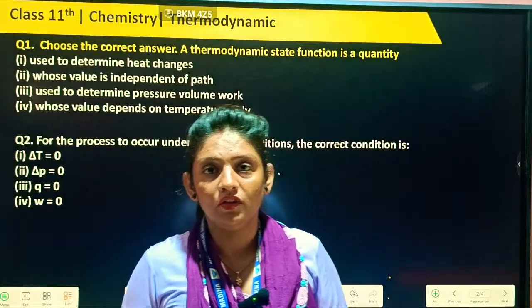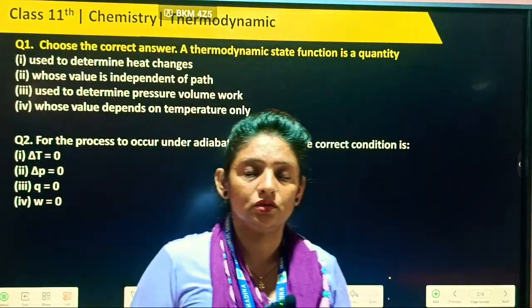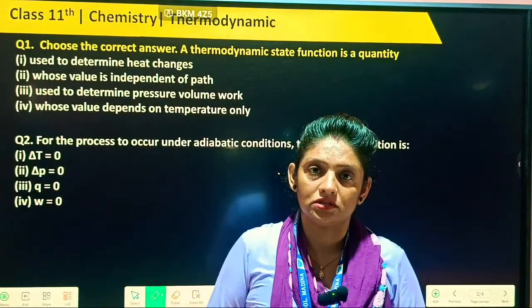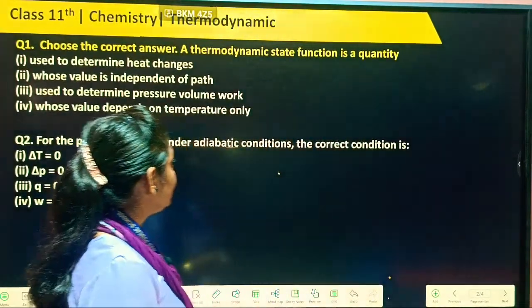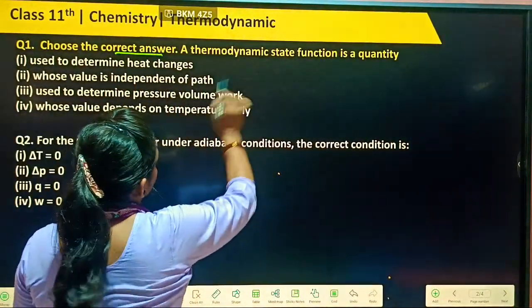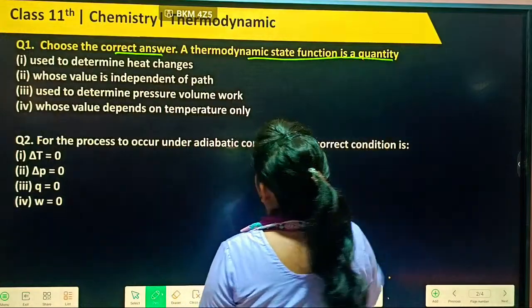So today we will discuss some questions related to thermodynamics. These are the NCERT questions. Okay students, so let's see the question number first. Choose the correct answer. A thermodynamic state function is a quantity.